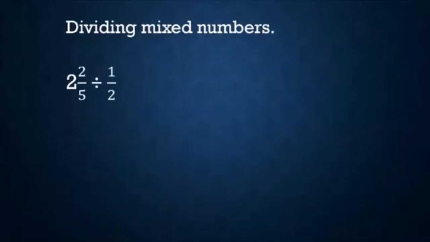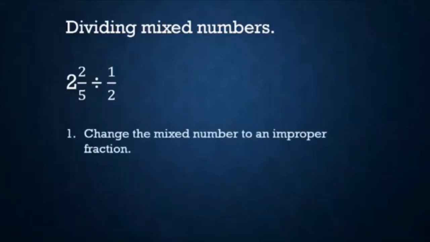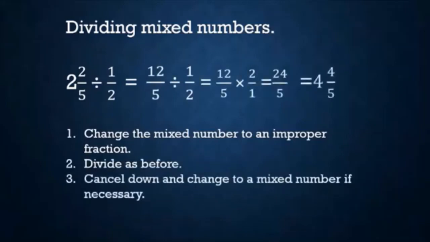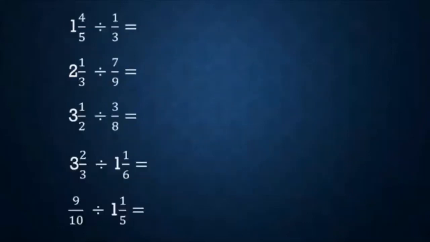Now let's learn how to divide mixed numbers. For example, 2 by 5 divided by 1 by 2. First we'll have to change our mixed number to an improper fraction and we'll divide as before. And then we'll cancel down and change to a mixed number if necessary. Therefore, 2 by 5 divided by 1 by 2 is equal to 24 by 5 or 4 by 5.